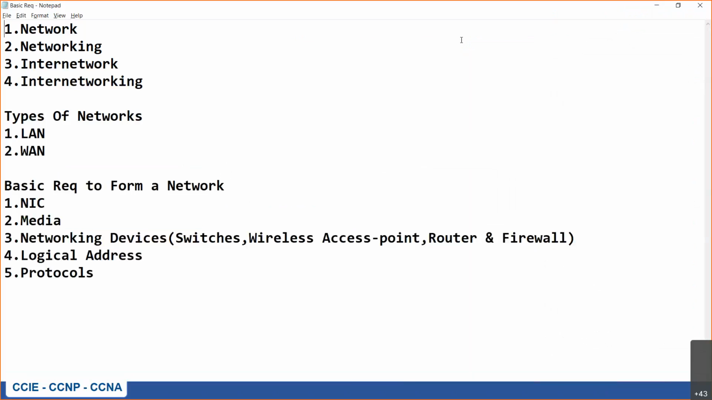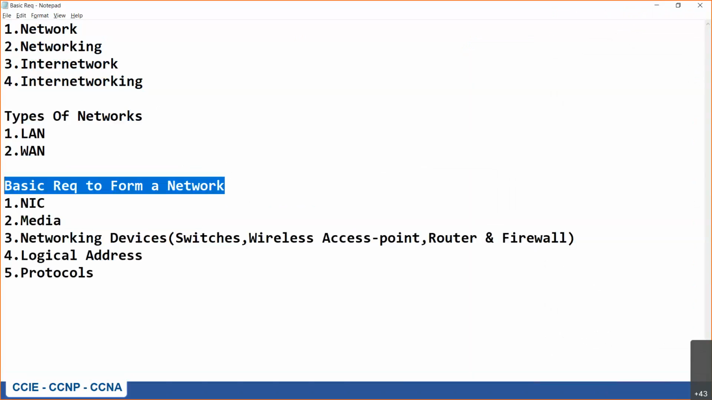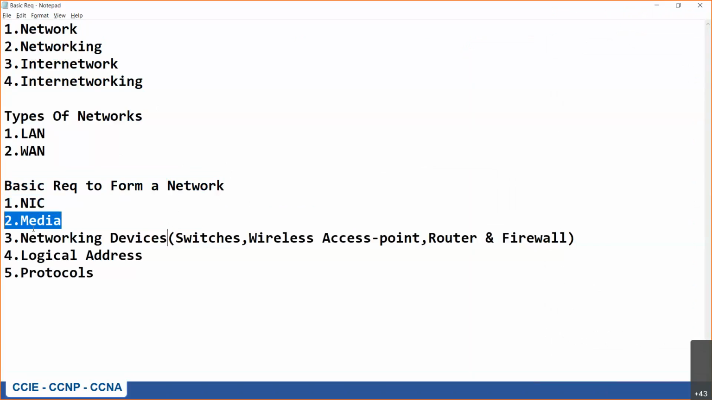In network fundamentals, we covered the very basics: networking, types of networks, and the basics of forming a network. In that, we covered board, NIC, media, and networking devices, and we are continuing with the logical address. This is the IP address, right? IP addresses have two versions, IPv4 and IPv6. We have started discussing IPv4.